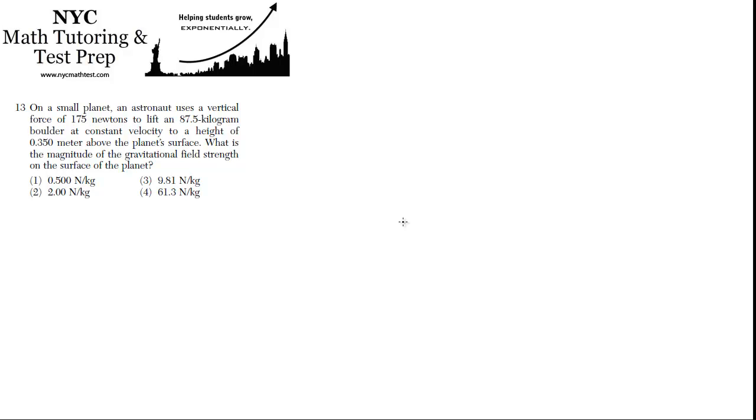13. On a small planet, an astronaut uses a vertical force of 175 newtons. So let's jot this down as we go. A force of 175 newtons to lift an 87.5 kilogram boulder. So the mass of the boulder is 87.5 kilograms.